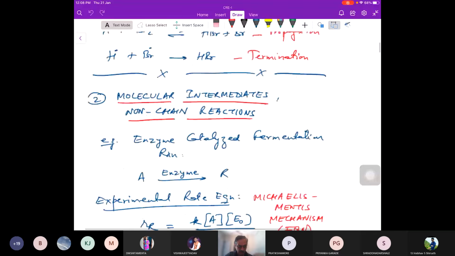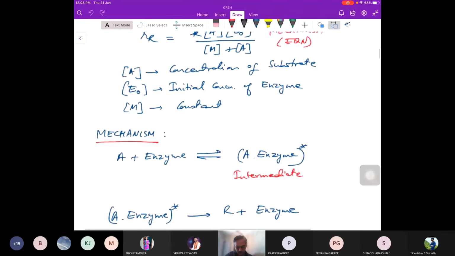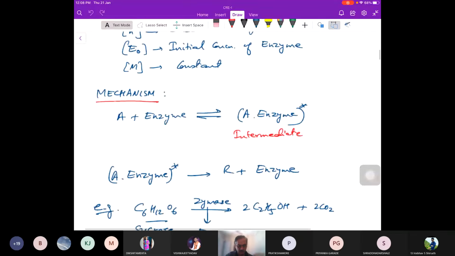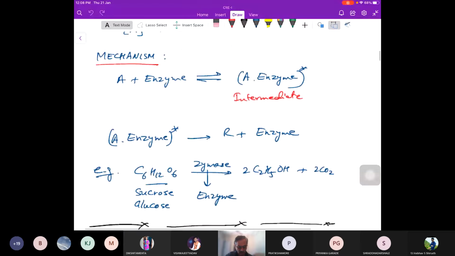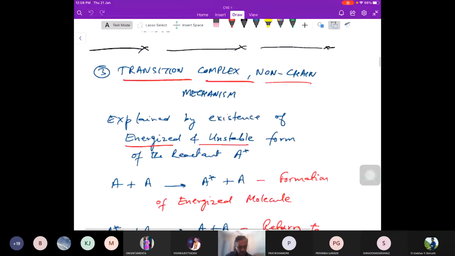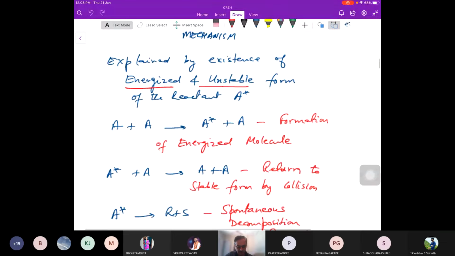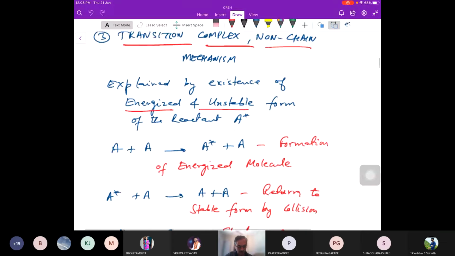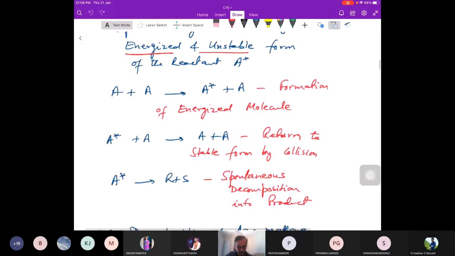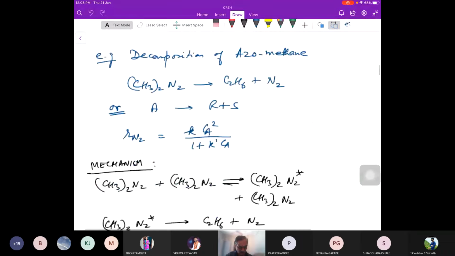After that, molecular intermediate non-chain reaction, intermediate formation and decomposition, 2 steps. So chain reaction has 3 steps, non-chain reaction has 2 steps. So transition complex non-chain reaction, again formation of activated complex or transition complex and decomposition, 2 steps.